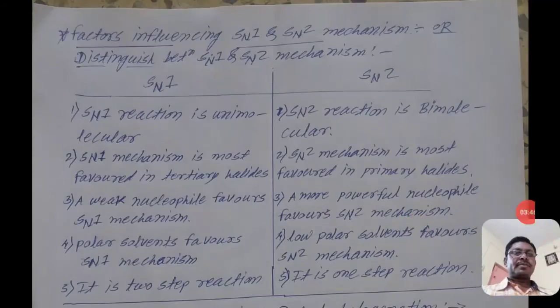It is a single step reaction, and the rate of reaction depends upon the concentration of the nucleophile also. In the SN1 reaction, the rate of reaction does not depend upon the concentration of the nucleophile. So a weak nucleophile favors the SN1 reaction. If the rate depends upon the nucleophile, then a more powerful nucleophile favors the SN2 mechanism.